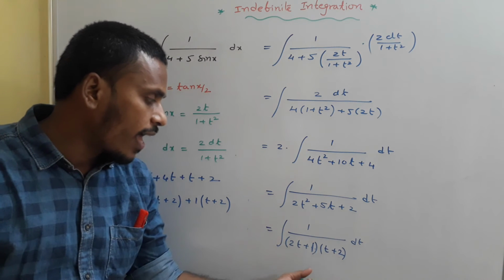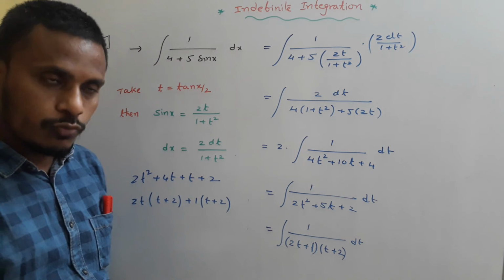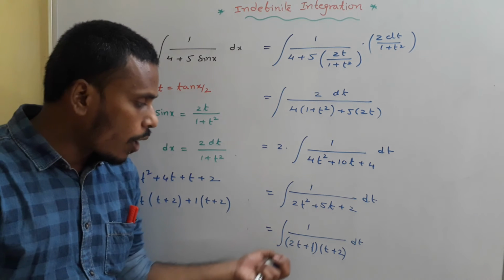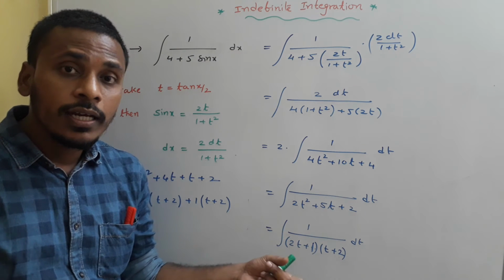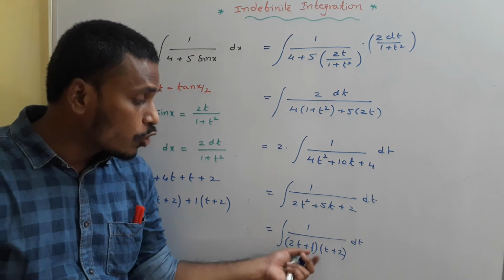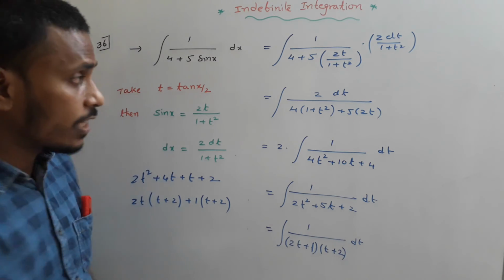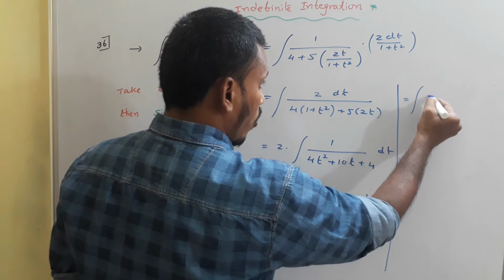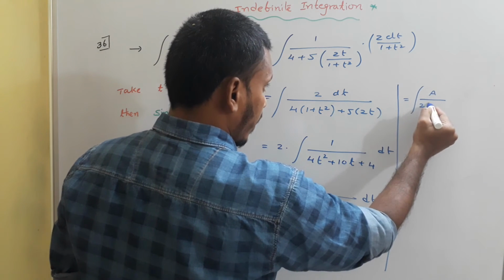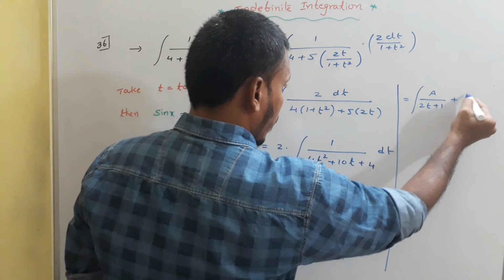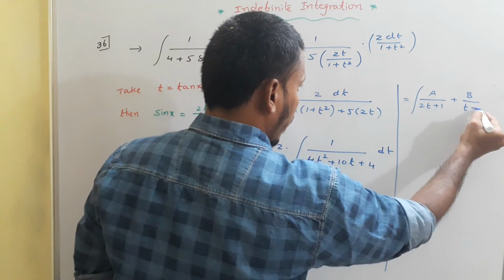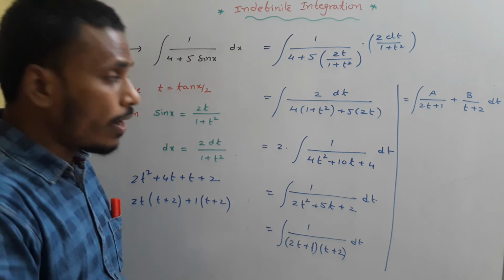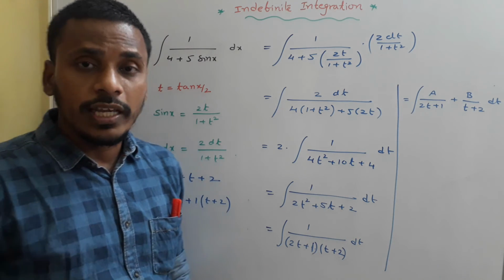And now in the denominator I have 2t plus 1 into t plus 2 as a factorization. Now how to evaluate its integral? To evaluate this, we need to move with what? Reducing into partial fractions, as we discussed. So now this is equal to the integral of some constant a by 2t plus 1 plus some constant b by t plus 2 dt, as we discussed in our previous points.